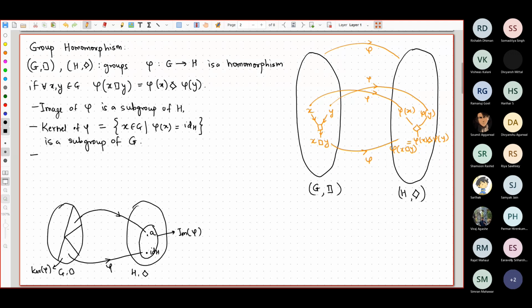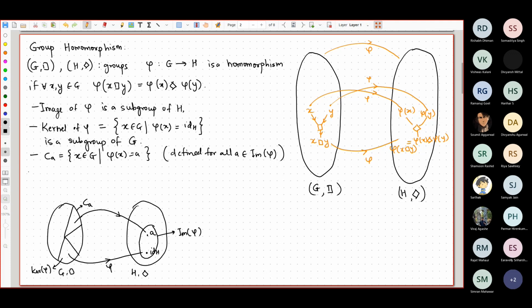The question is, does this set, let's call it C sub A, satisfy some nice property, just like the kernel was a subgroup of the original group? Let me put down this definition. C_A is the set of all x in G such that phi of x is equal to A. This is defined for all A in the image of phi. If A is not in the image of phi, then obviously the set is empty. That's not interesting.